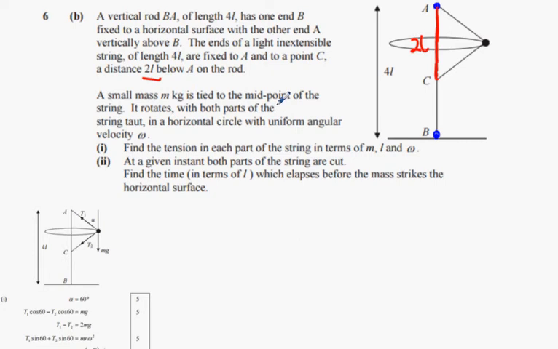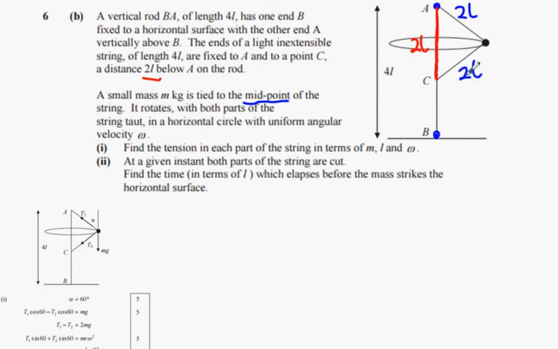Now, the other thing is, this triangle here, it's the same length. So where does it say that? It rotates with both parts of string taut, uniform angular speed, at the midpoint. Keyword, midpoint. So that means your 4L, which would represent this part and this part, is now cut in half into 2L and 2L. Okay? So 2L and 2L. Now that makes my life a wee bit easy, doesn't it?